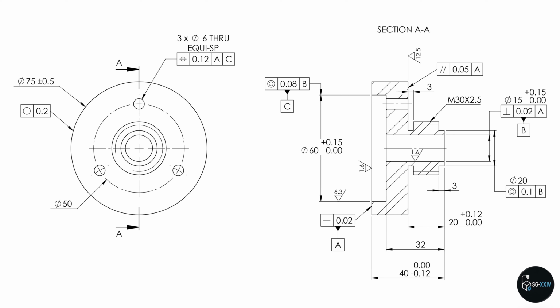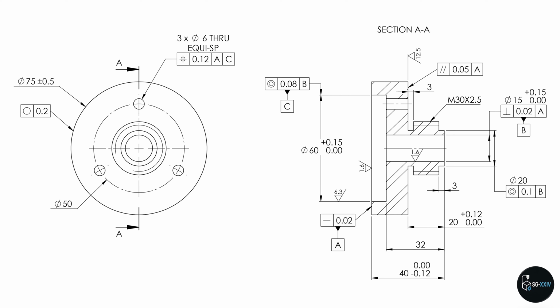This ensures that the center of each hole lies within a tolerance zone of 0.12 mm, providing precise alignment with mating components. Now moving to the section view, which reveals the internal features of the flange.